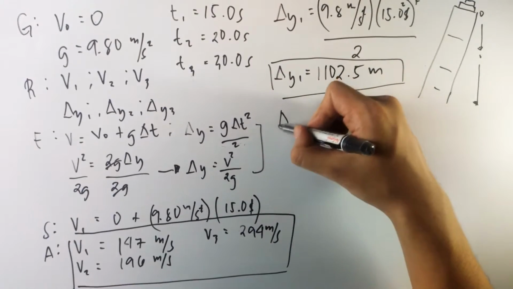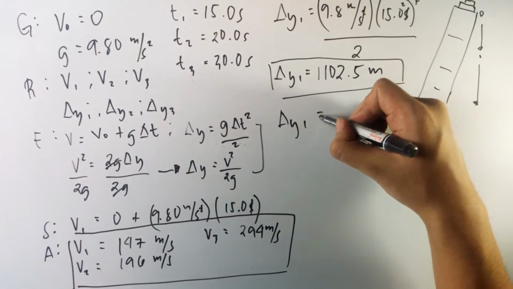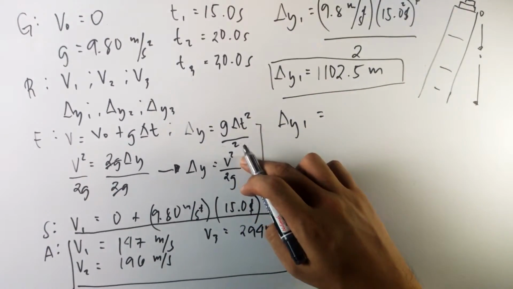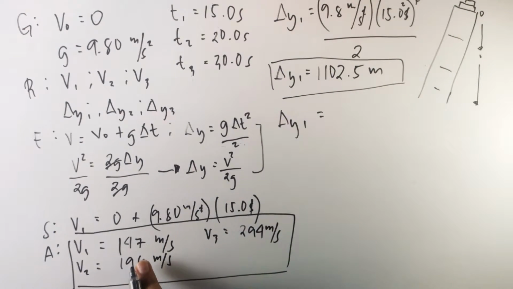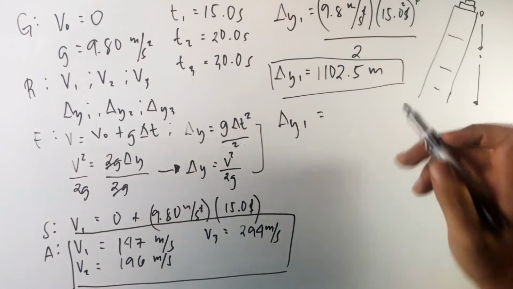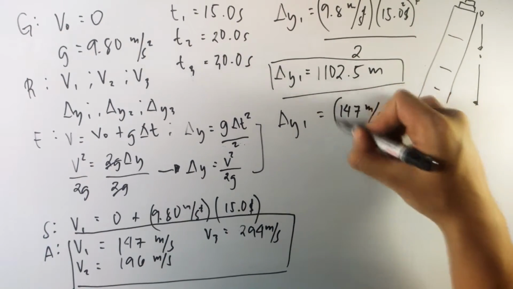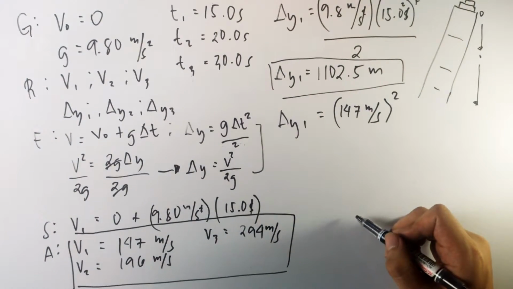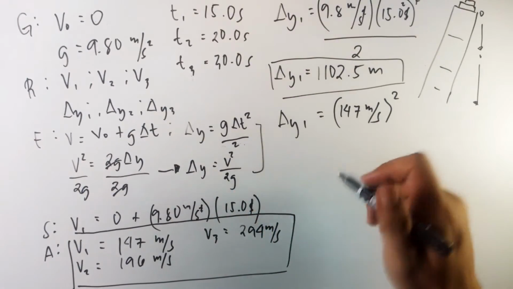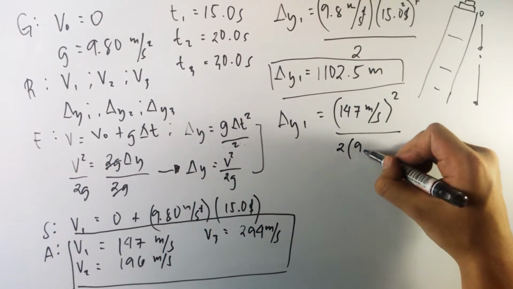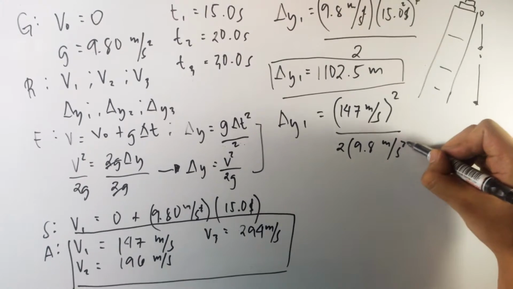How about the other one? So delta y sub 1 is, we have this. What's our v sub 1? So we're going to use v sub 1 for, of course, delta y sub 1. So that's 147 meters per second. This is to be squared, divided by 2 times 9.8 meters per second squared.